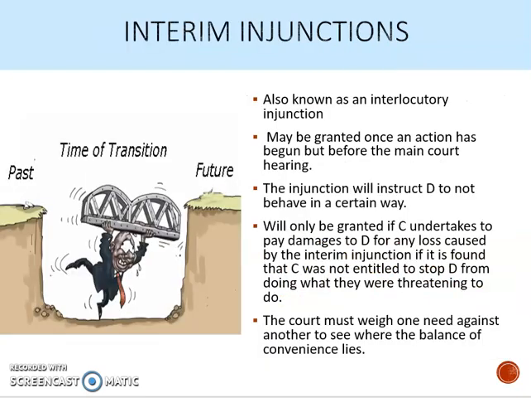Interlocutory injunctions apply when the tort is ongoing or else where there's a high chance of it recurring in the near future. By definition, they're temporary, and their use is particularly restrained since they're essentially a remedy which is applied before a case has been properly heard. And they'll only be granted if the claimant undertakes to pay damages to the defendant for any loss caused by the injunction if it's later found that the claimant was not entitled to stop the defendant from what they were threatening to do.